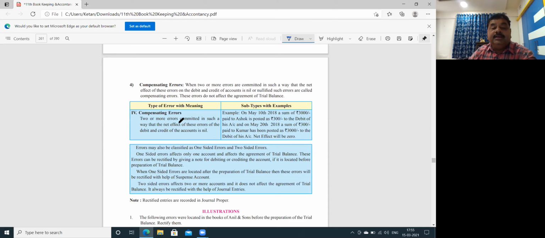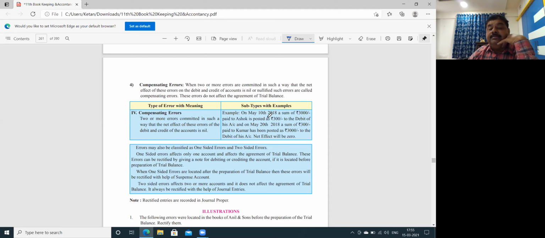Then compensating errors are there when two or more errors are committed in such a way that the net effect of these errors on the debit and credit accounts is nil and nullified. Such errors are called compensating errors. So they are compensating with each other. These errors do not affect the agreement of trial balance. Compensating errors: two or more errors committed in such a way that the net effect on the debit and credit of the account is nil.